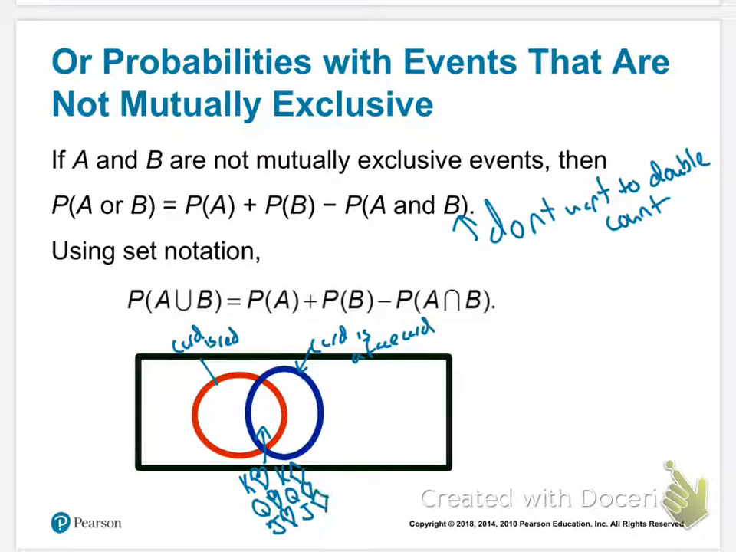If you were counting red cards, you counted all of those because those are all red cards. And if you counted face cards, you counted all of those because they're also face cards. But by doing that, we added them twice. So this way, we don't double count. We subtract it out once, so that we only count it one time.